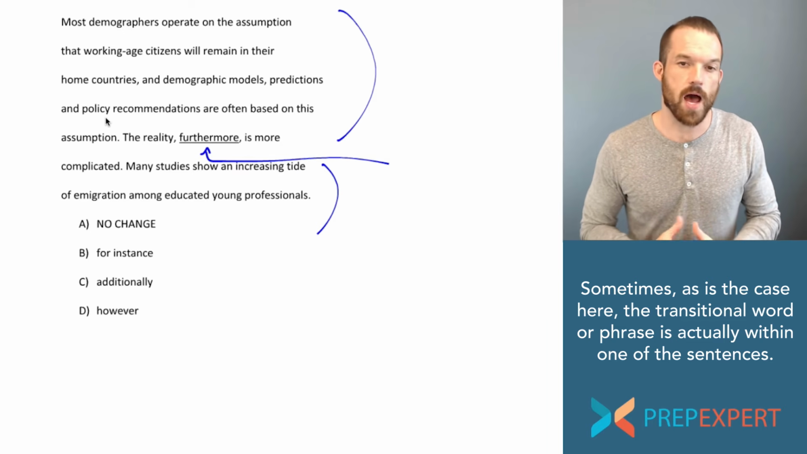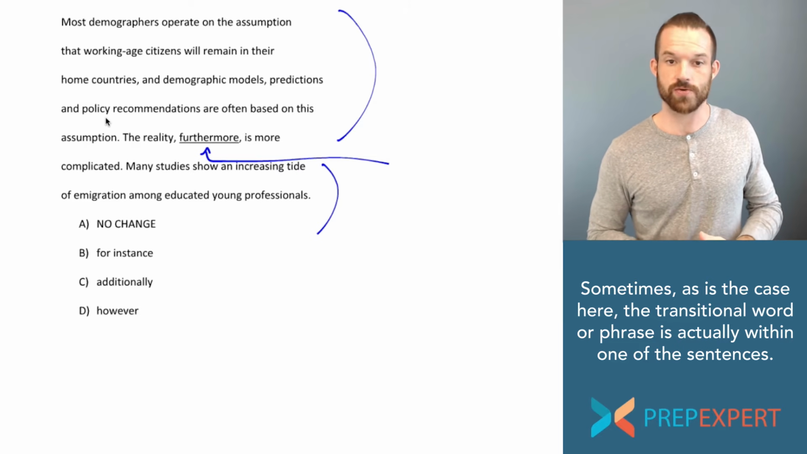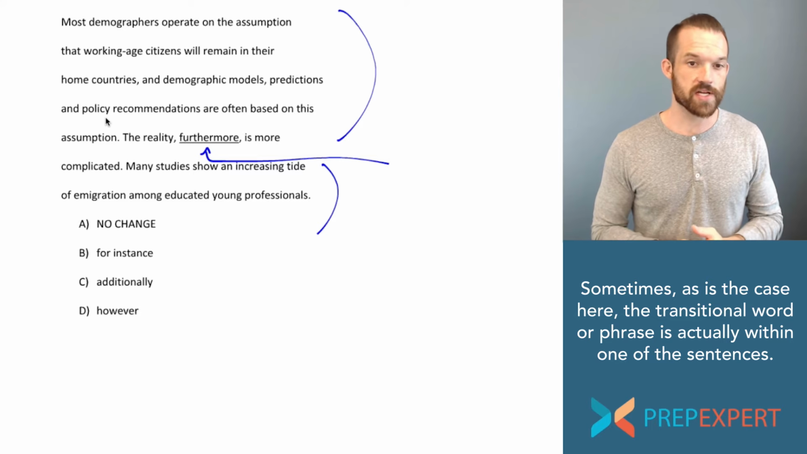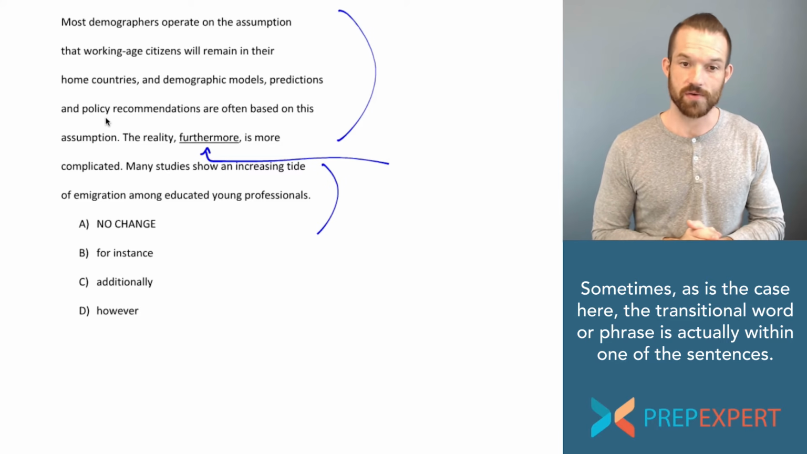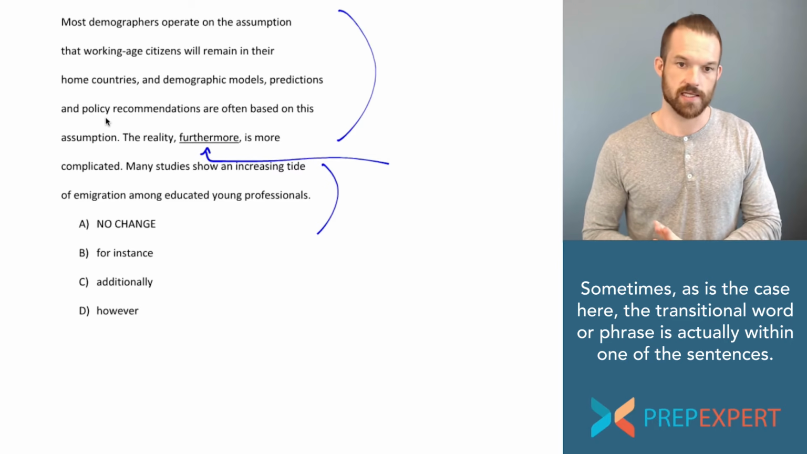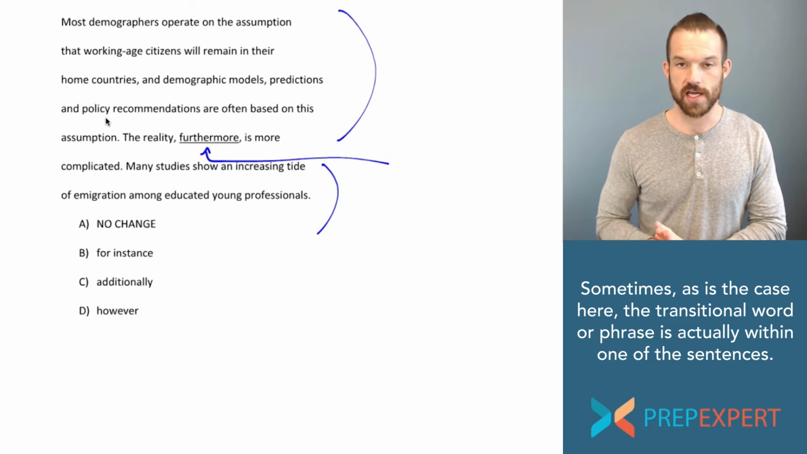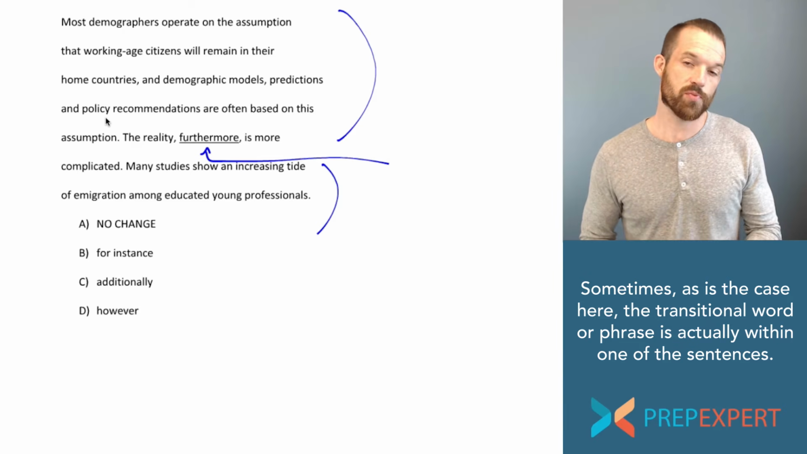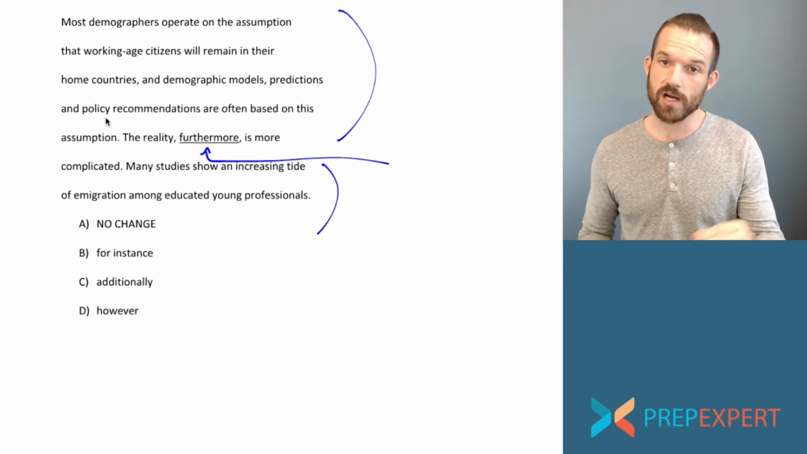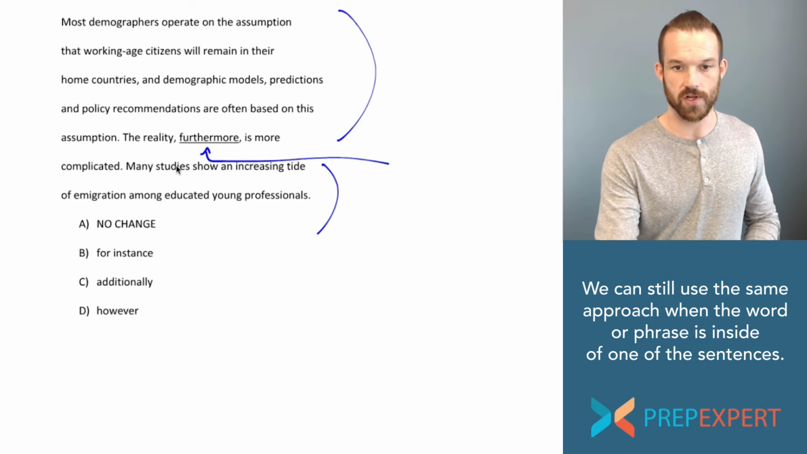Most demographers operate on the assumption that working-age citizens will remain in their home countries, and demographic models, predictions, and policy recommendations are often based on this assumption. The reality is more complicated. Many studies show an increasing tide of emigration among educated young professionals. So it's important to understand that as I read what comes before and read what comes after, I want to ignore the underlined portion.